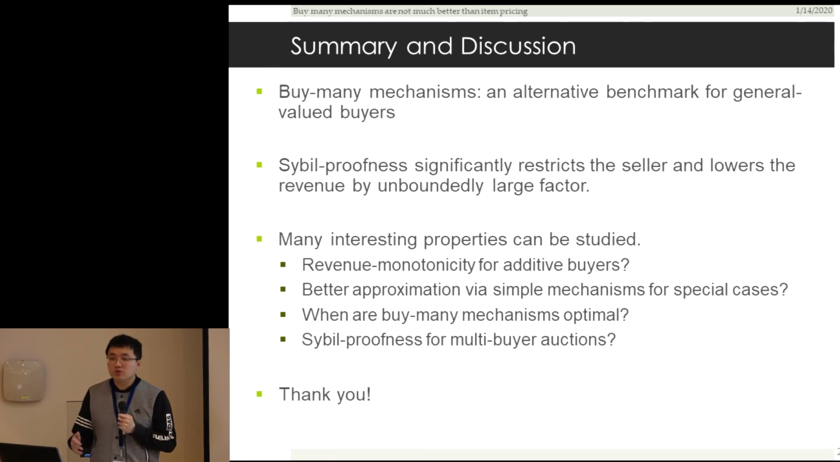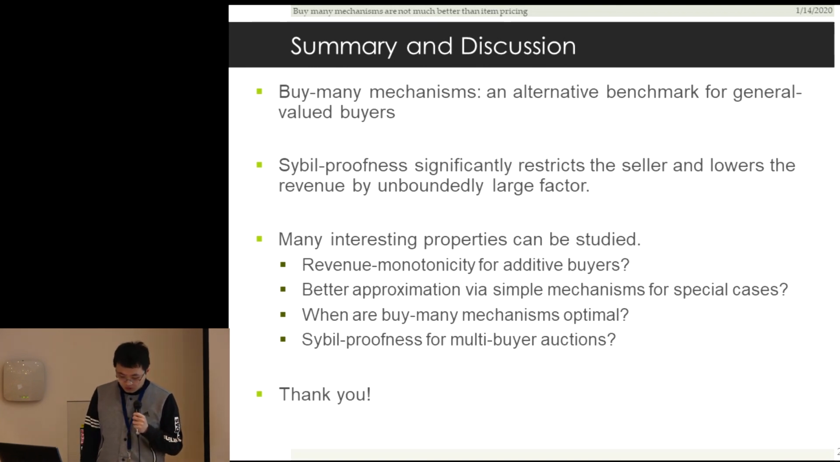And a very interesting question here is, when are the bi-many maxims optimal? Since it is mathematically simpler to study bi-many maxims, if we can recognize a class of distributions such that bi-many maxims are optimal on that, then we can just restrict our attention to the study of bi-many maxims for those distributions.